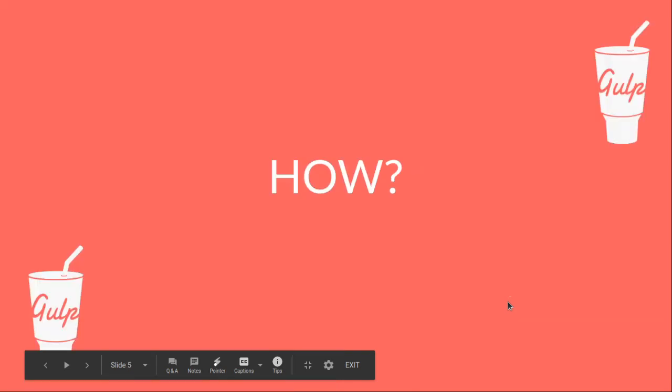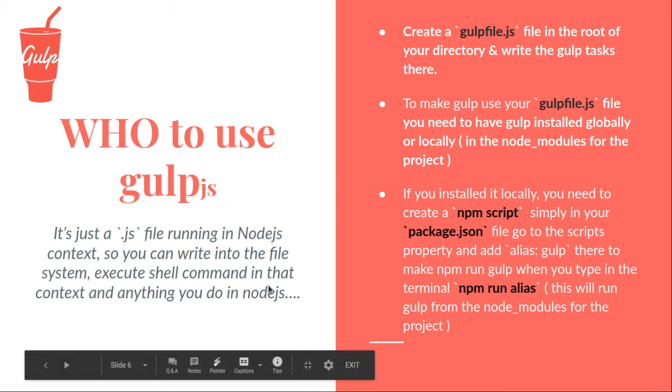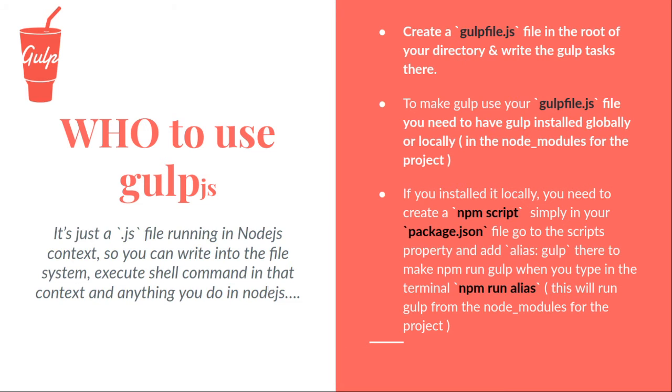Now the next slide is how we use it. It's just a JavaScript file running in a Node.js context. That's something you need to understand. Gulp.js has access to the Node.js environment, so you can write to the file system, you can execute shell commands, anything you do in Node.js you can do there. Basically, to start using it, you will create a file called gulpfile.js in the root of your directory, and there you will write some code that will be divided into tasks.